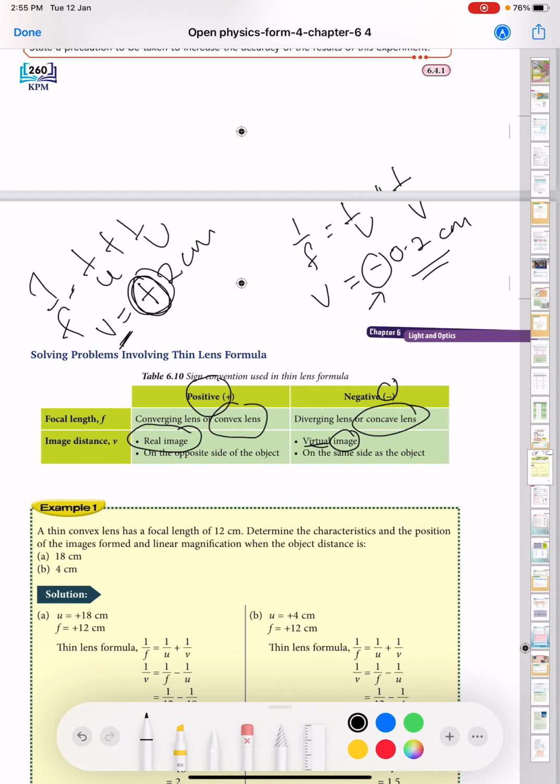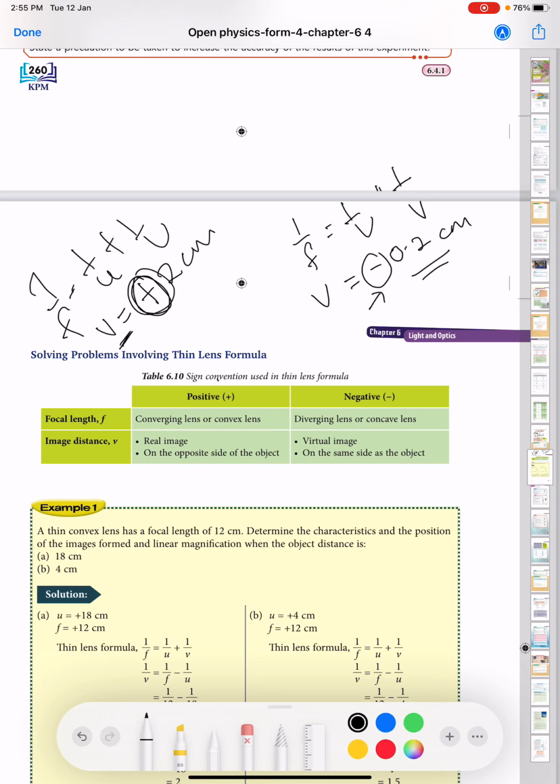So if you forgot about that, you can go and watch the previous video on the real and virtual image. Okay, so one more thing, it says if it is positive, it is on the opposite side of the object. If it is negative, it is on the same side of the object.